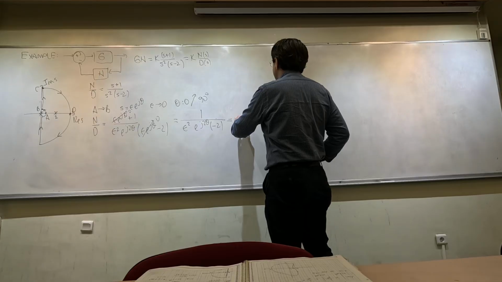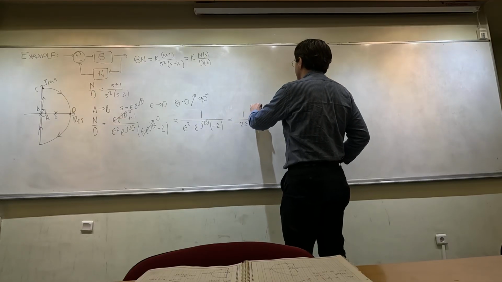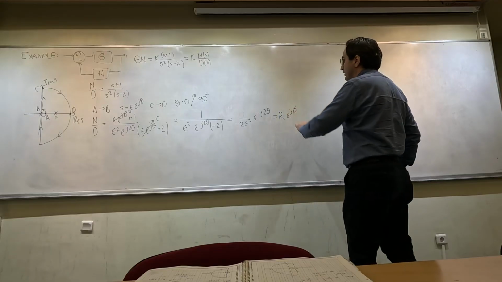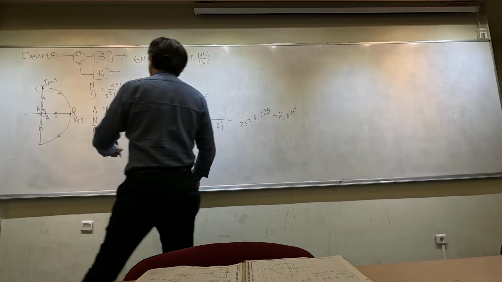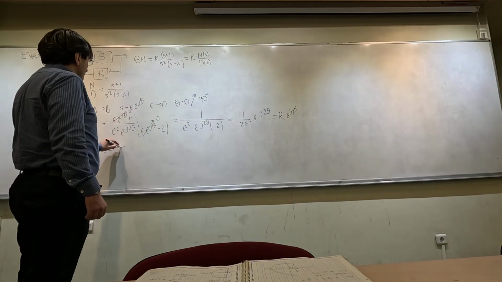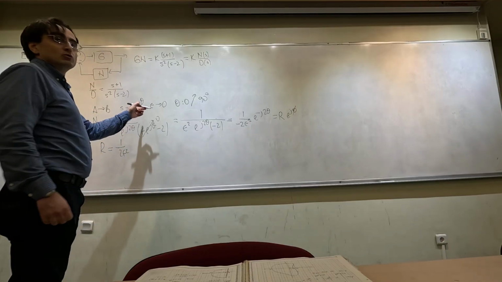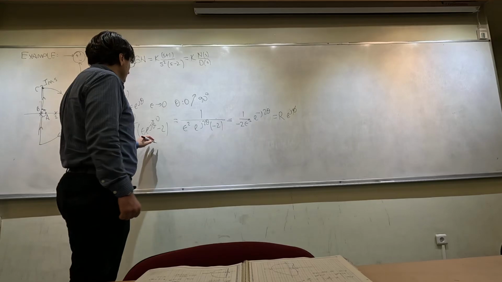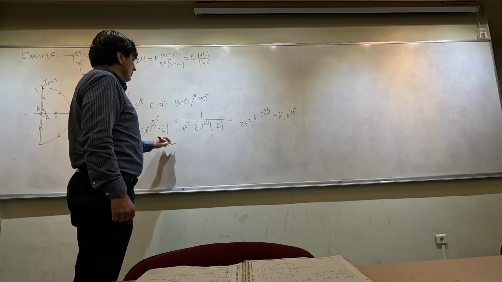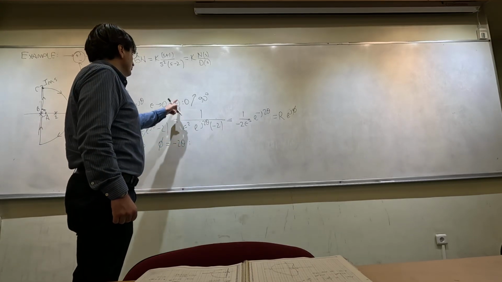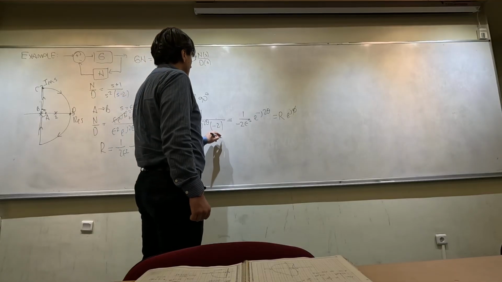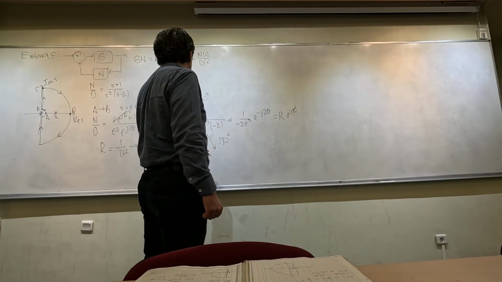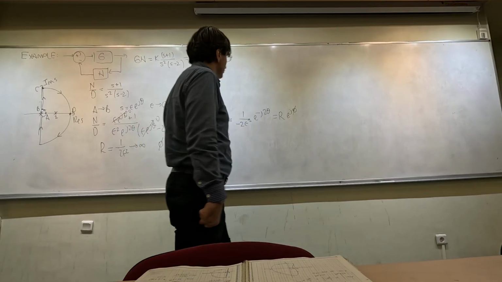1 over minus 2 epsilon squared e to the minus j2 theta, and I will write this as r e to the j phi. Okay? And then r is equal to minus 1 over 2 epsilon squared. As epsilon goes to 0, this thing would go to infinity. And I have phi is equal to minus 2 theta. And minus 2 theta starts from 0, goes to minus 180 degrees, and it should decrease.